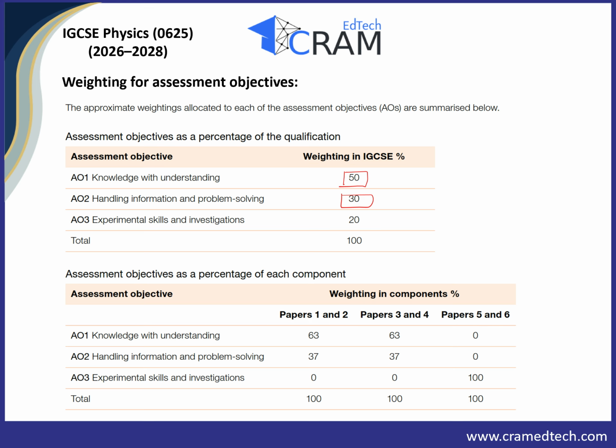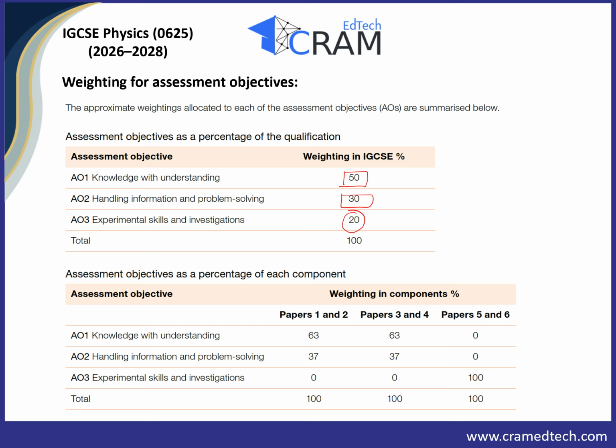30% of that. And the third assessment objective, AO means assessment objective. So the third assessment objective is only 20%, with the experimental skills. So we have 3 assessment objectives: knowledge with understanding, AO1; assessment objective 2, handling information and problem solving; assessment objective 3, experimental skills and investigation.